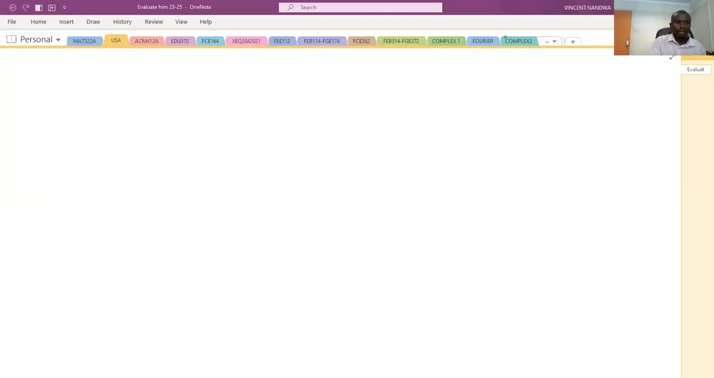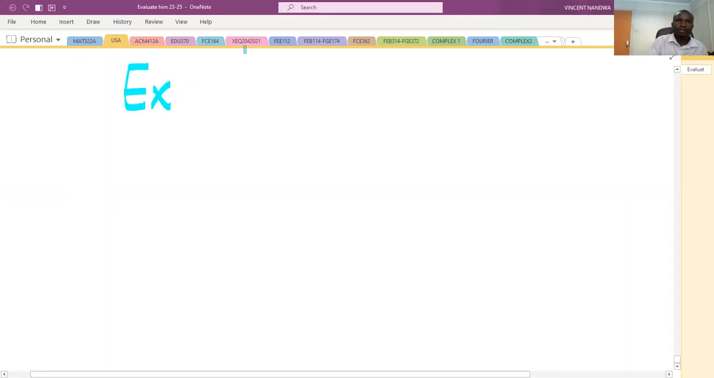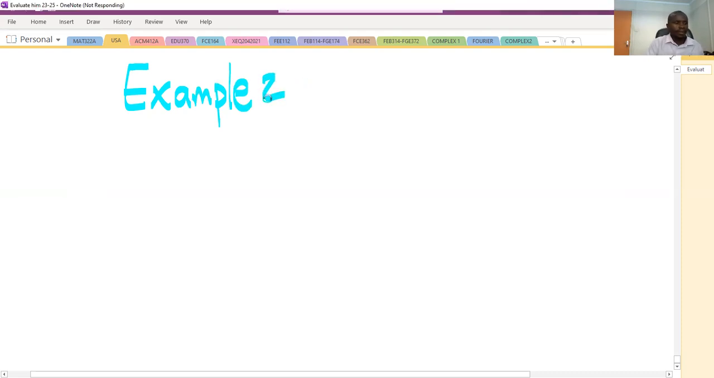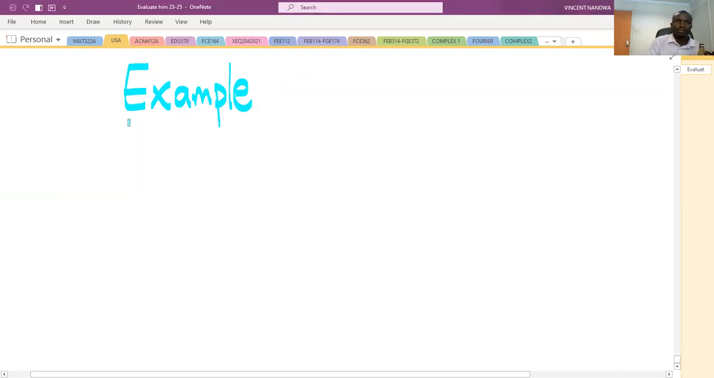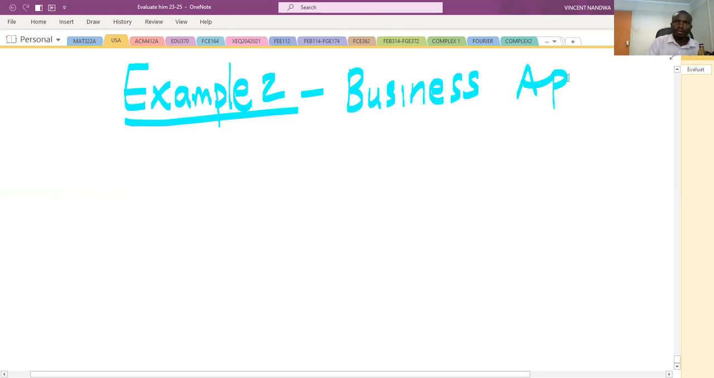So welcome in this session. In this session, we are going to see the application of determination of maximum and minimum values to a business problem. So example. Example 2, and then business application.